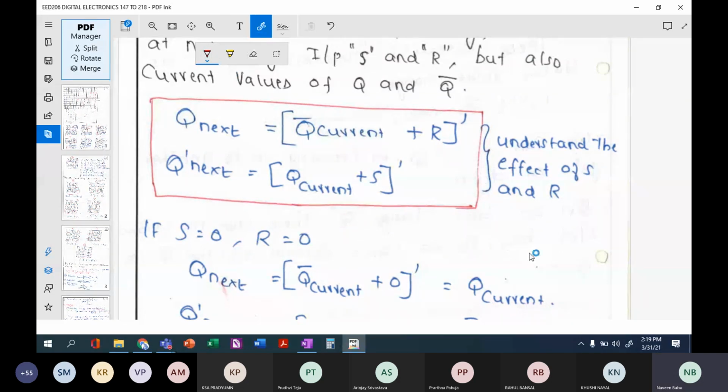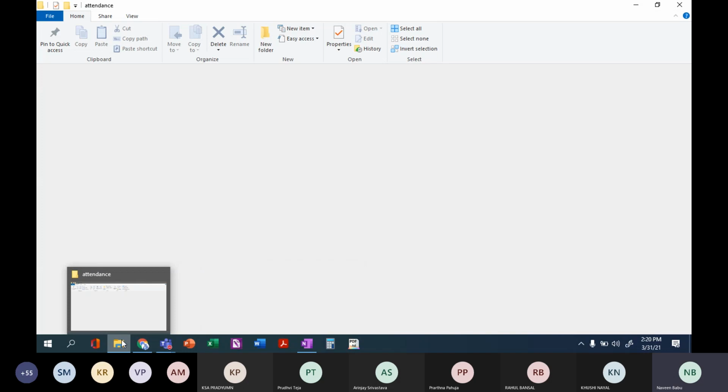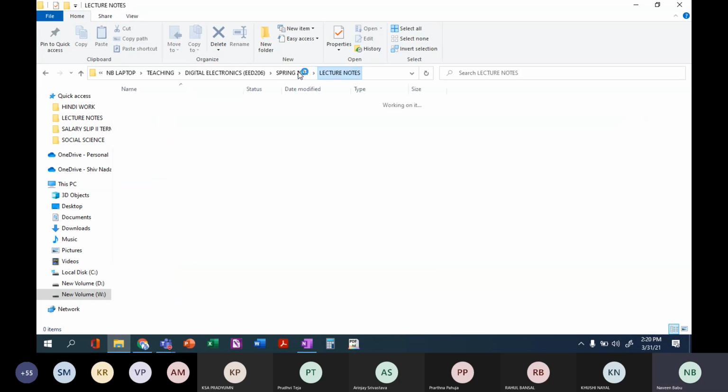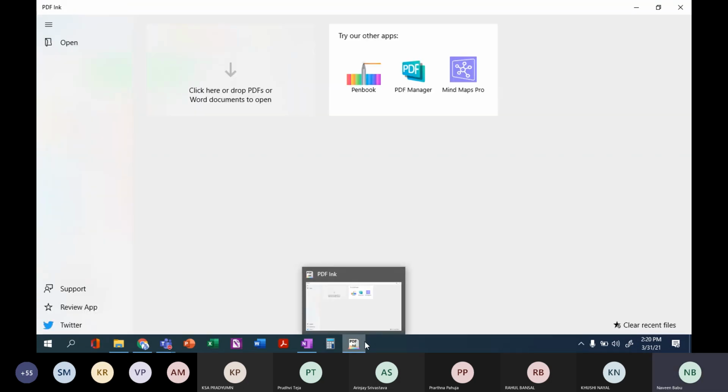If required, I'll just write the truth table for the OR gate. Oh, very old system. The system got hanged or something. Just hold on. There is some problem with the system.